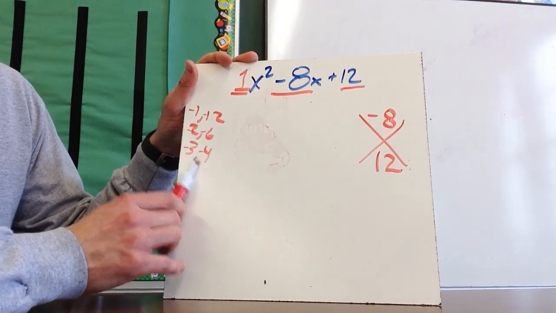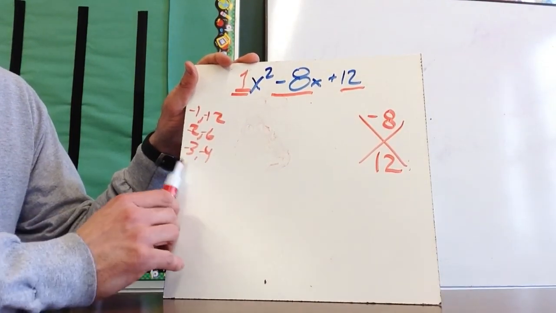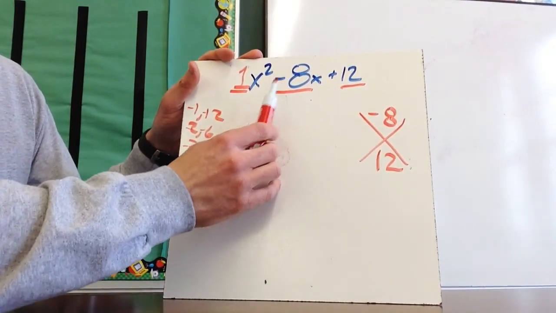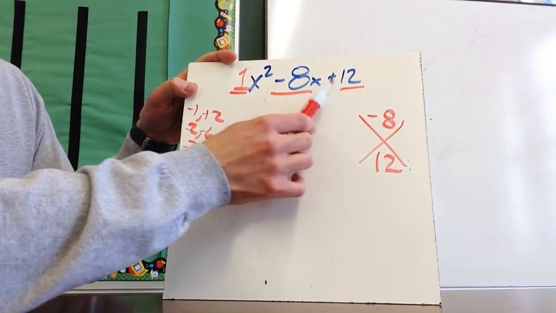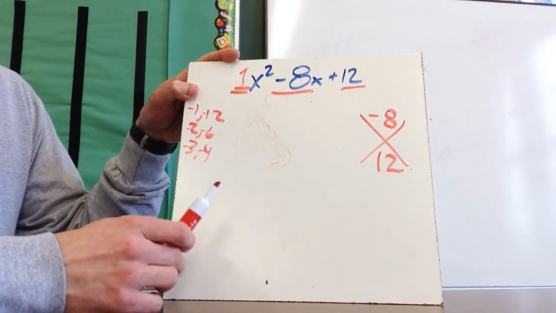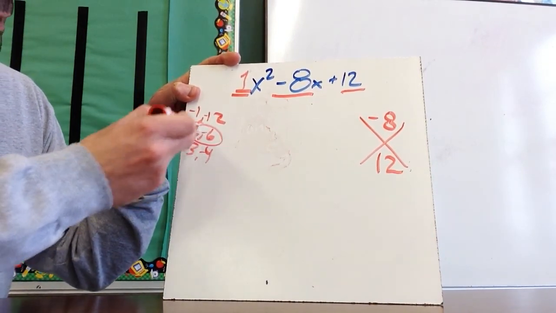And then as you can see, these two would still multiply to a positive 12, but would add to negative 8. So when you see that this number in the middle is negative, it means that both of these are going to have to be negative in order to keep this positive. So I know that this is the pair that works.